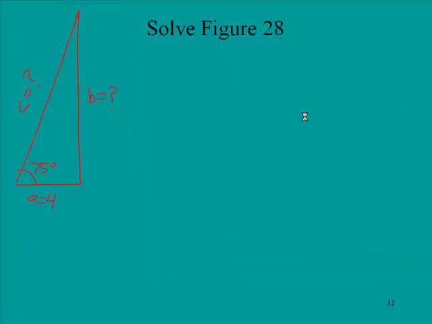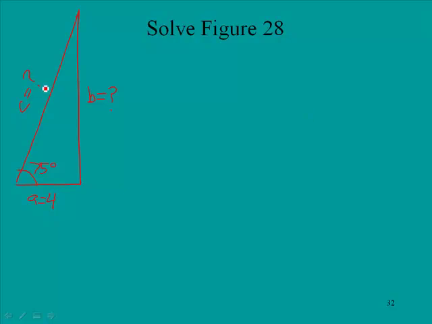Okay, let's go to the next one, figure 28. In figure 28, we are given 75 degrees as a phase angle. The adjacent angle is 4. And so we need to solve for B and C.